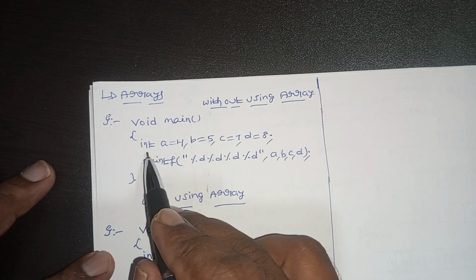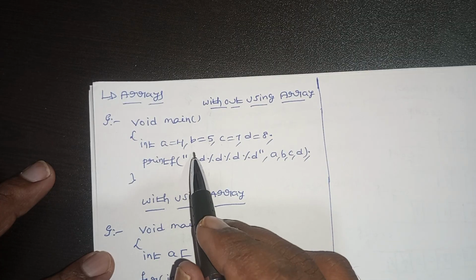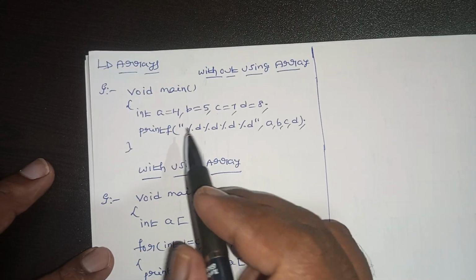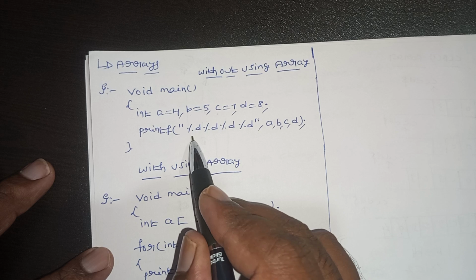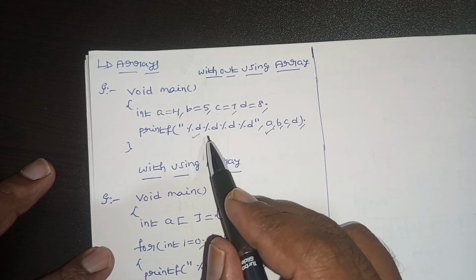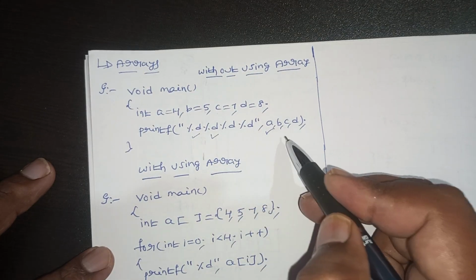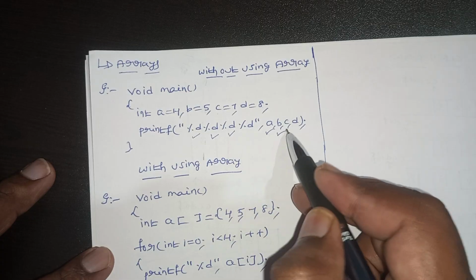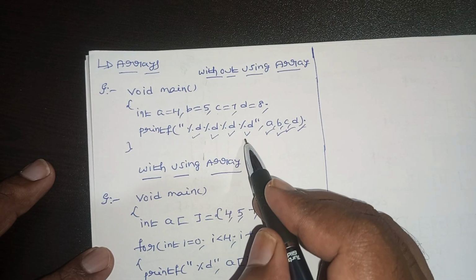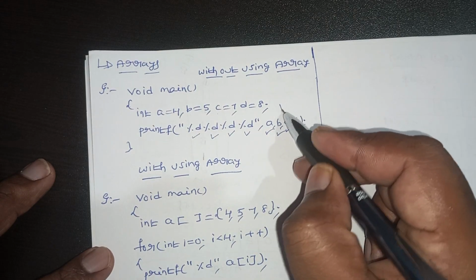By observation, the four variables are of the same type. What is the same type? They are integer type. Now I am printing percentage d a. Percentage d means the decimal value, nothing but an integer. Next, percentage d, I am printing b, then percentage d c, percentage d d. Four format specifiers with four variables. So this is the program without using arrays.